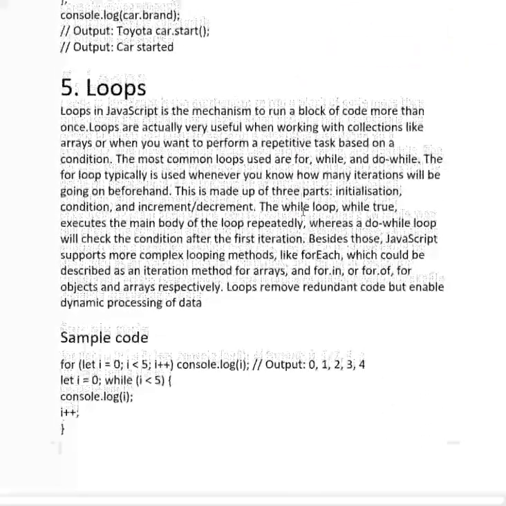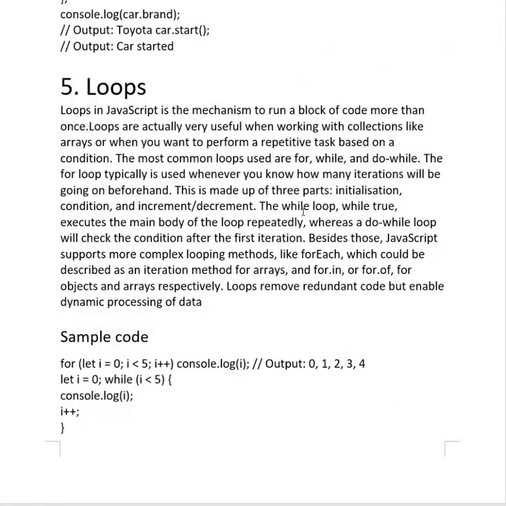And this is the last topic of our video, which is loops. Loops in JavaScript are the mechanism to run a block of code more than once. Loops are very useful when working with collections like arrays, or when you want to perform a repetitive task based on a condition. The most common loops are for, while, and do while. The for loop is typically used whenever you want to know how many iterations will be going on beforehand. This is made up of three parts: initialization, condition, and increment or decrement.